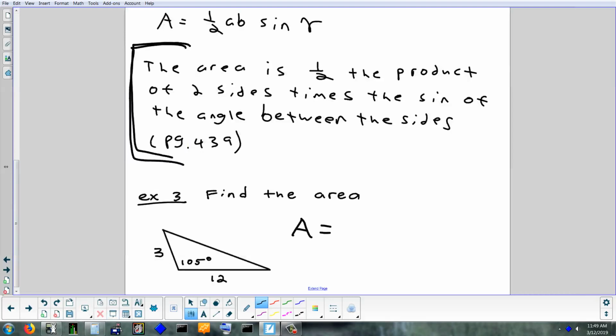Okay. So no matter what you're using, what fraction do you always put in the area formula first? 1/2. You always start with 1/2. So 1/2. And what's going to be the next two things I put? 3 and 12. 1/2 the product of the two sides. And then the last thing I'm going to put? Sine of 105. The sine of the angle between the sides.